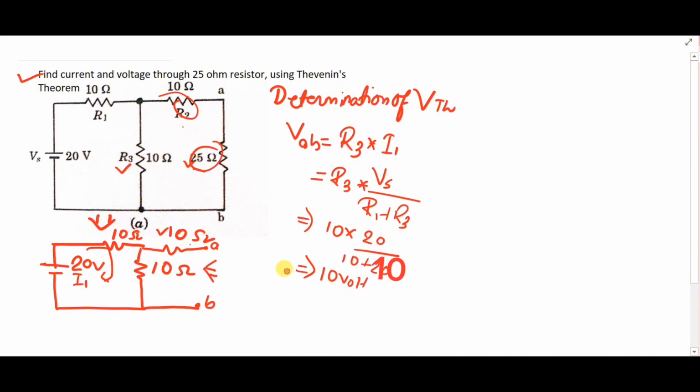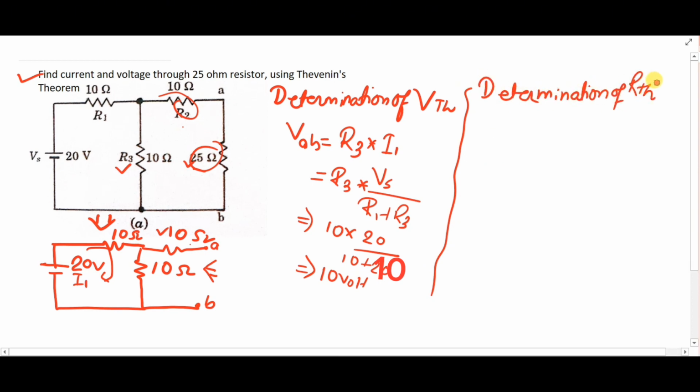After identifying the voltage drop, the next task is the determination of RTH. Now let's draw it. In order to determine the RTH, all we have to do is short circuit the 20 volt source. Now let's short circuit it and draw. That's how your circuit will be.